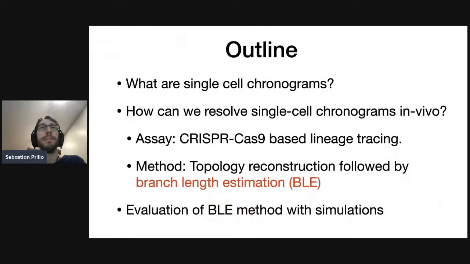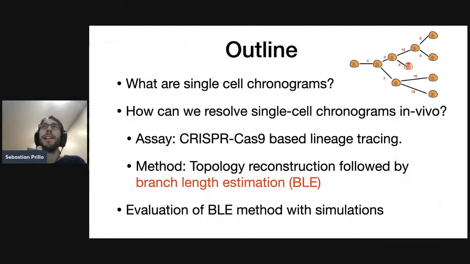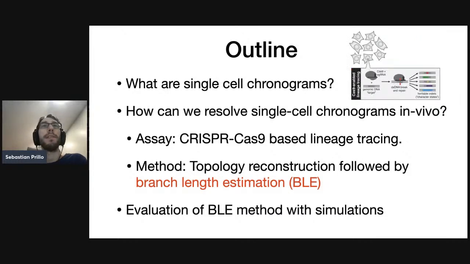So the outline for the presentation today is, first, I'm going to introduce and explain what a single-cell chronogram is and what it represents. Then we're going to talk about how we can try to resolve these in vivo. And for that, we're going to talk about the experimental assay that we use, which is based on CRISPR-Cas9 lineage tracing. And then the focus of this talk, which is on method development. So how do we take all this lineage tracing data and use it to reconstruct or infer the single-cell chronogram underlying the cell population? And specifically in this talk, I'll be focusing on the problem of branch length estimation.